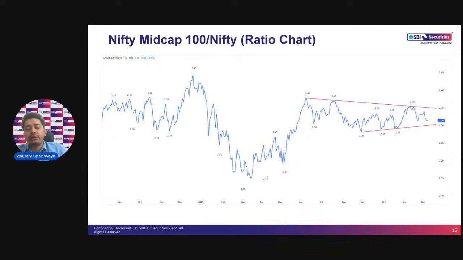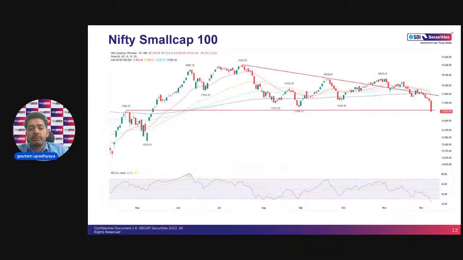But now if we come to the smallcap index, you will clearly see the pain point over there. This is the smallcap index chart, and you can clearly see that the index has given a clean breakdown below its key 200 day moving average. The last line is the 200 day moving average, and we have given a breakdown below that. And now we are trading close to the psychological mark of 17,000.